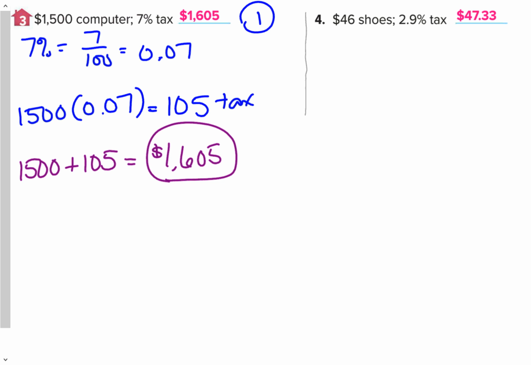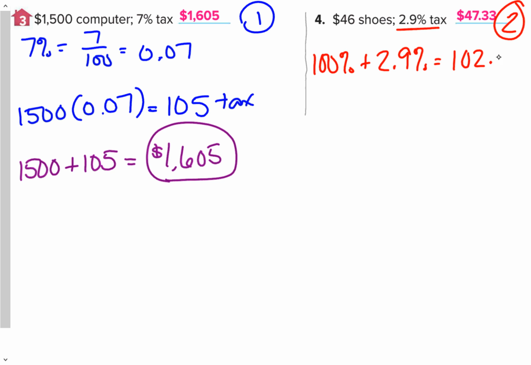Okay, here's our next one. I'm going to use method 2 with this one. So this is your tax. So I'm going to say 100% plus 2.9% equals 102.9%. Again, we're going to take that and divide it by 100 to make it a decimal, and we get 1.029.